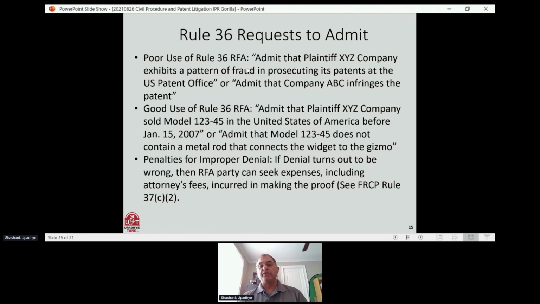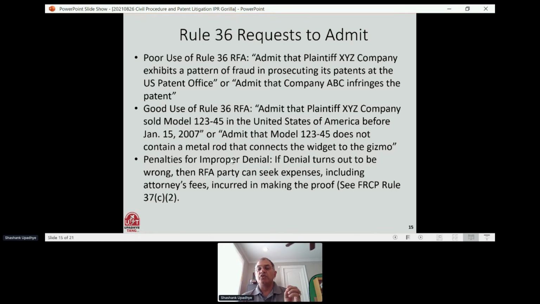But here's a good use of a Rule 36 request to admit. Admit that plaintiff XYZ company sold this particular model 123-45 machine in the United States before January 15, 2007. Or admit that model 12345 does not contain a metal rod that connects the widget to the gizmo. The reason these are good is that they're narrowly tailored and very, very specific. As a consequence, they can be used to extract admissions. Now, here's the great thing. If you improperly deny a request to admit, and it turns out to be wrong, and the moving party proves that ultimately, you can get expenses, including attorney's fees.